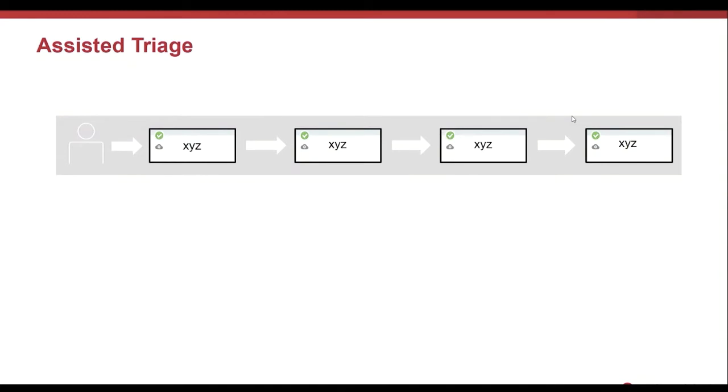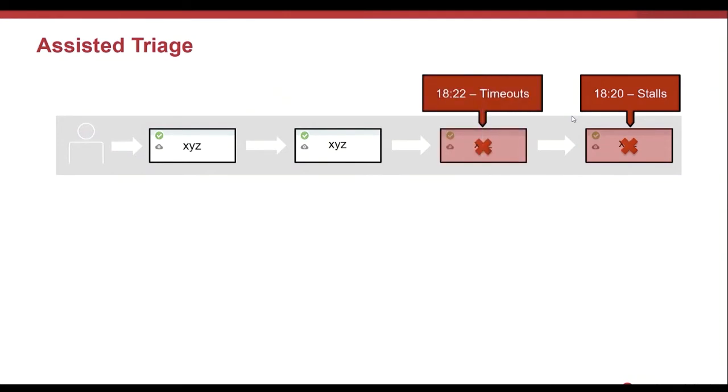Let's take a sample application. You can replace XYZ with the web server, the database, and so on. These are the components of the transaction. At 18:20, we have a stall in the call to the database. At 18:22, I experience timeouts in my invocations to a web service. And finally, at 18:25, differential analysis, our technology that detects abnormal behaviors in the applications, identifies that the end user response time is not normal.